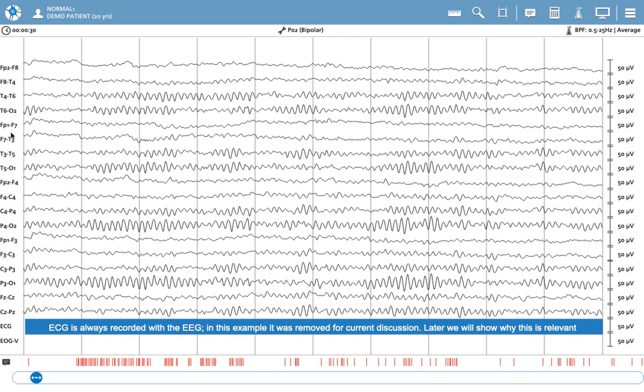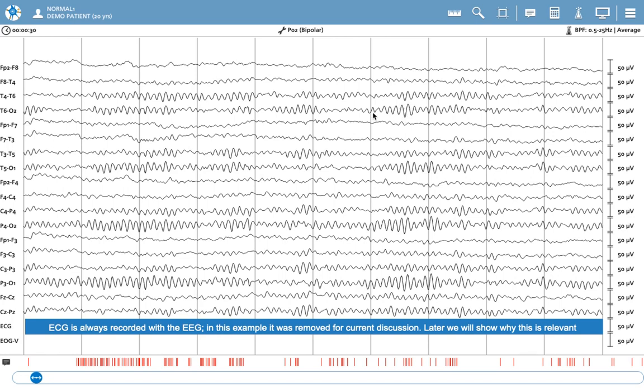So this is the indication of where this particular trace was recorded from. And on the right, we see the sensitivity. So this distance is 50 microvolts. And typically for all the channels, we use the same sensitivity. So these wiggles have an amplitude of about 50 to 60 microvolt.